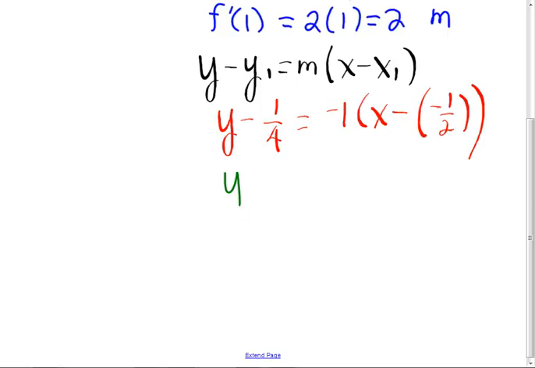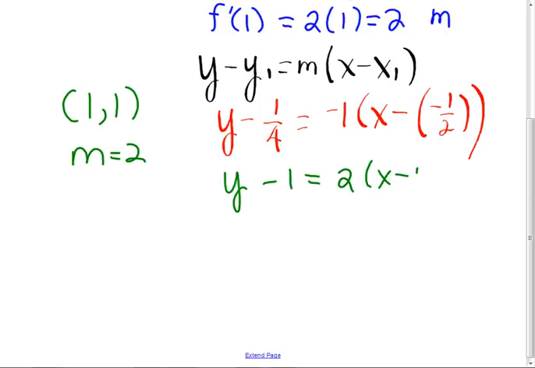It's y minus, it went through 1, 1, and the slope was 2. What's the equation for that line? Should go quick. Equals 2x minus 1. Just leave it. Don't multiply it, because if you multiply it wrong, you're going to lose your point. Just leave it. You never have to simplify anything.